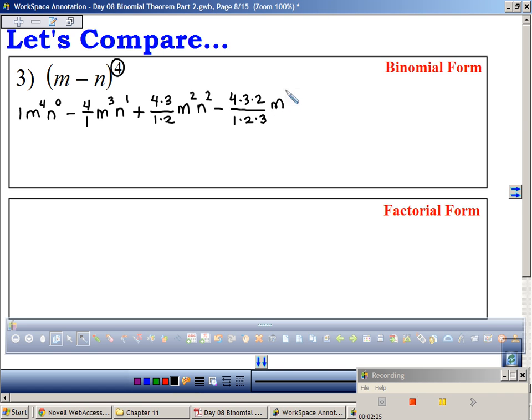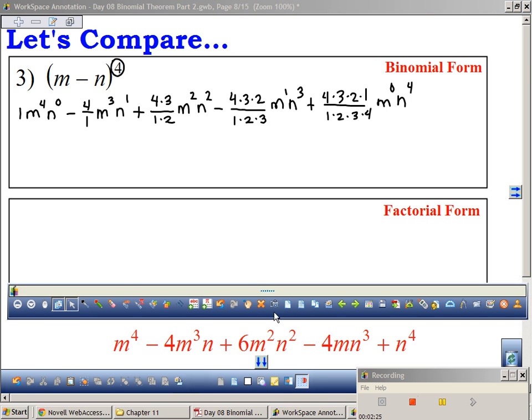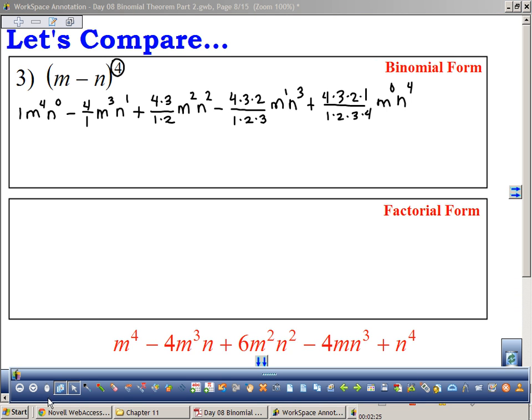M to the what? First, n to the 3rd, plus 4 times 3 times 2 times 1 over 1 times 2 times 3 times 4, and we know we're done because m is to the 0 and n is to the 4th. When all of that cancels out, you get that, right? If I were to do all the work and cancel everything. Okay, here's factorial form. Ready for it?